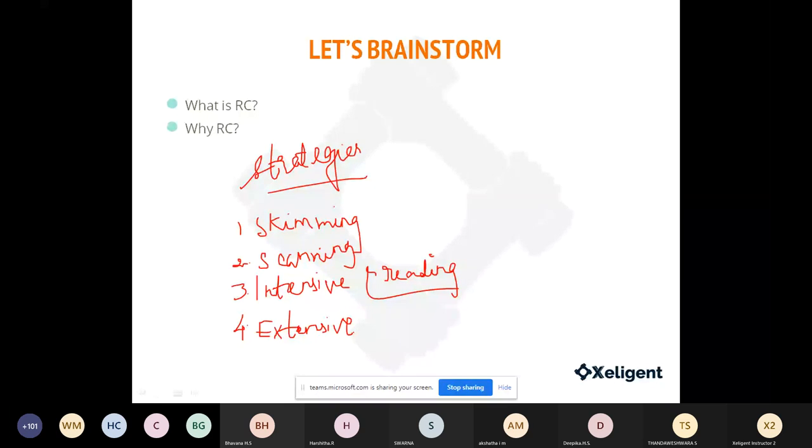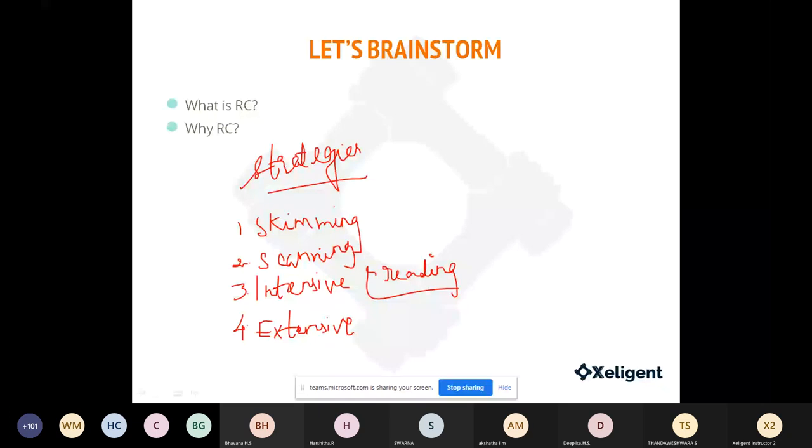Surface in the sense you can read the headings, subheadings, the first two lines of the first paragraph and the last paragraph. If you read that, you can come to an idea of what the passage is exactly about. So that's skimming. Now you would have got an idea about what skimming is. In this, you can read the title, the first paragraph of the introduction, and the last paragraph of the conclusion, and also go across the headings and subheadings. You will understand something out of that, so you will get the theme.